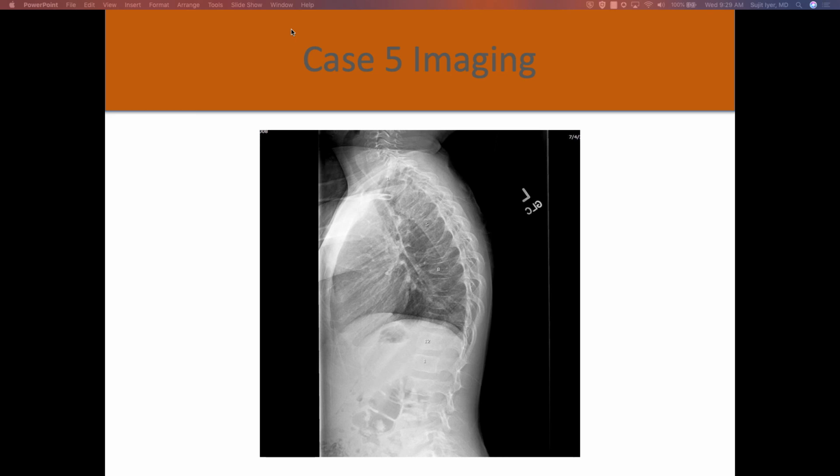Another thing, if they're on chronic steroids, they're more prone to subtle compression fractures, and then trauma, of course. But these can be quite subtle sometimes, and if there's any question, the next step would be MRI, or CT, and then if there's any question, MRI.